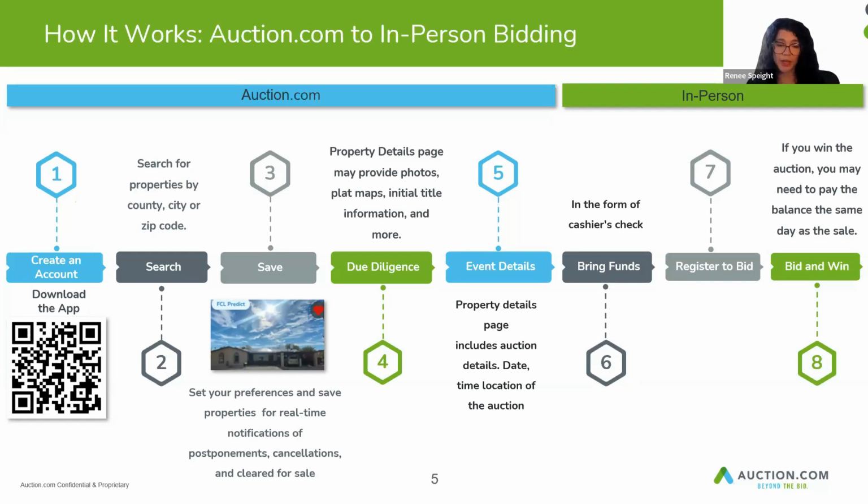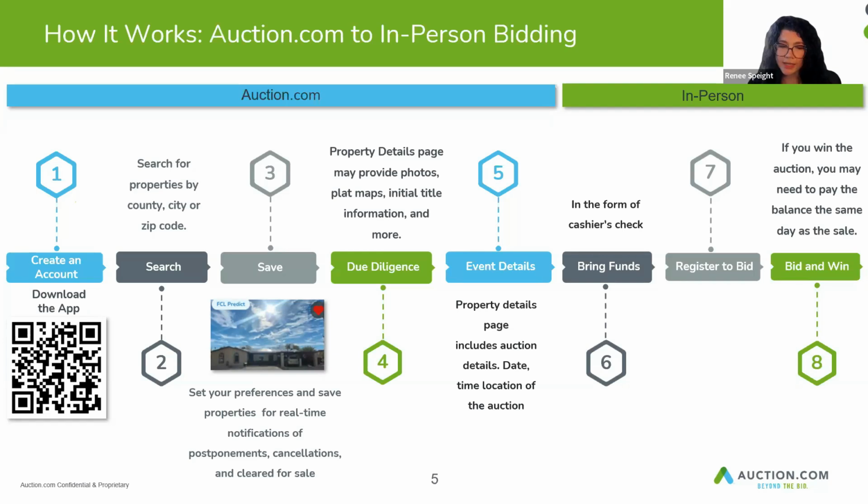Step six, bring funds. The day of the auction, make sure you have your funds ready. Most auctions require a cashier's check for payment if you win, so bring the appropriate amount based on your bidding plan. Once at the designated location, such as the courthouse or online, you'll register to bid. Make sure to follow any registration requirements, as they can vary depending on the location.